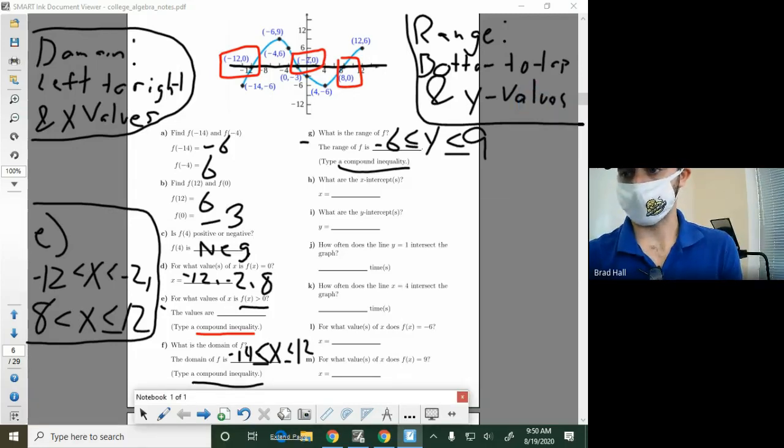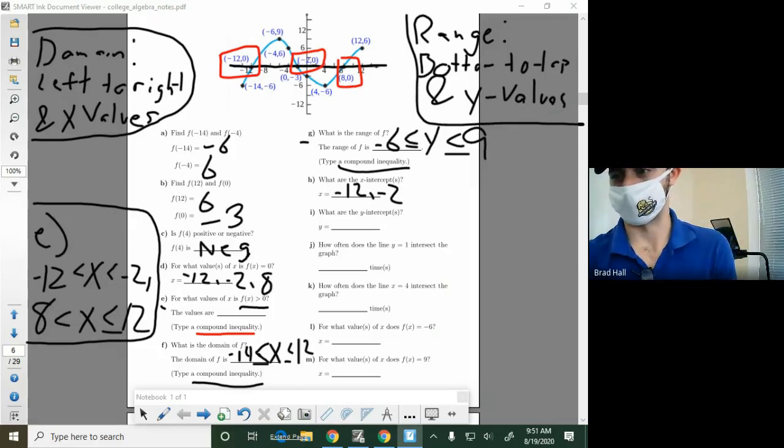So what are the x-intercepts? I see -12. I see -2. The middle one, again, might be hard to read, but that does say -2, and 8. In fact, we already did this problem in part D. It's two ways of asking for the same thing.